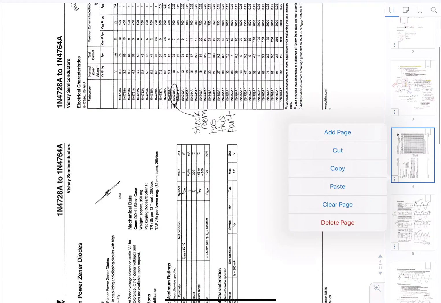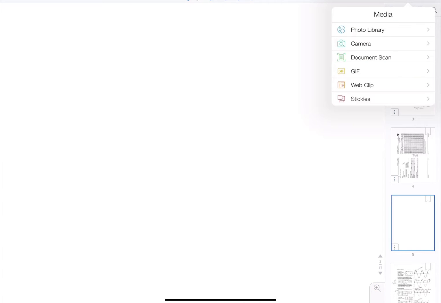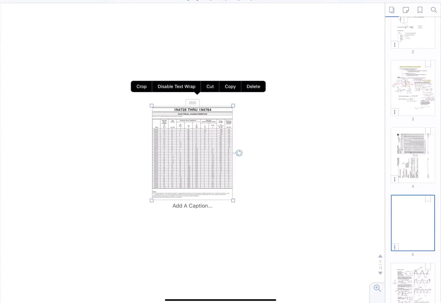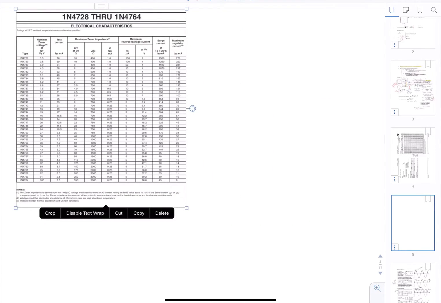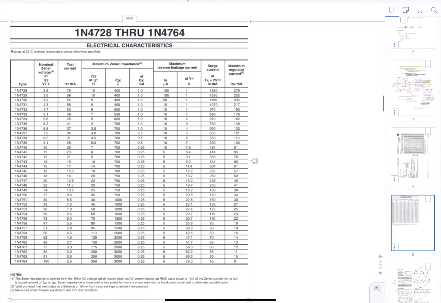So the Zener, sorry, I thought I'd added this in the other way. So reading this is going to be difficult. So the other side of this, there we go. So here is that sheet with the ratings on it, blown up a little bit more.